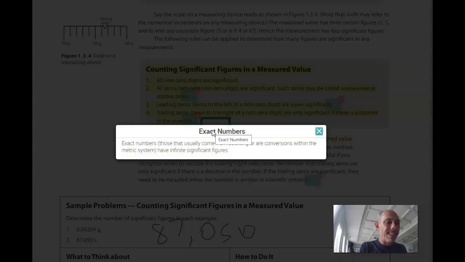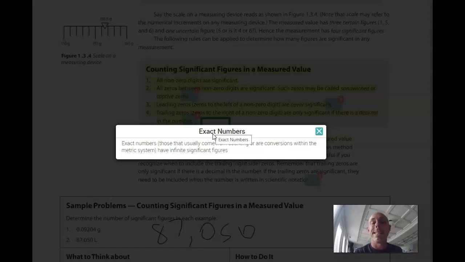And what that says is that exact numbers that aren't coming from a measuring device, that have some degree of imprecision to them, but that come from counting, or that come from equalities within the metric system, like in 1 meter, there's exactly 100 centimeters. Exactly. If you're using exact numbers in calculations, they have what's considered an infinite number of significant figures.